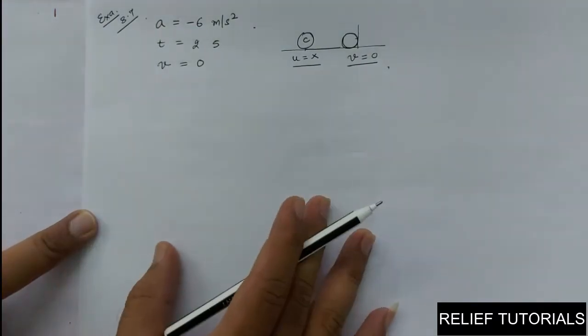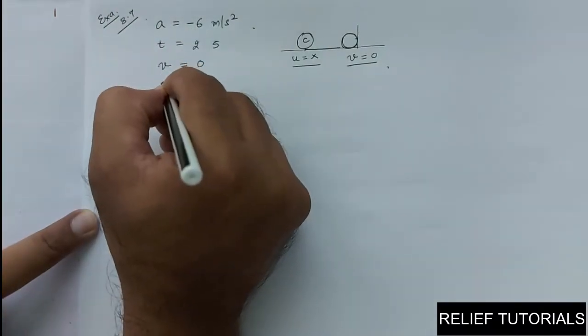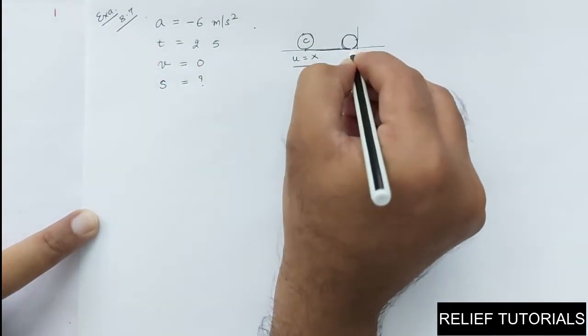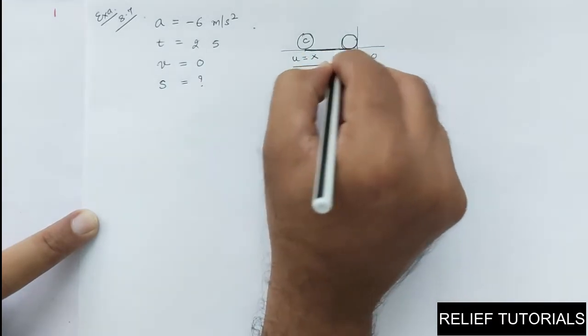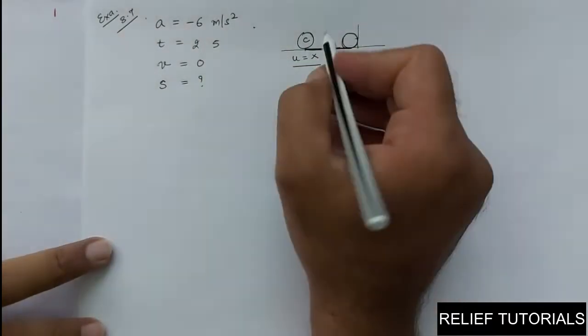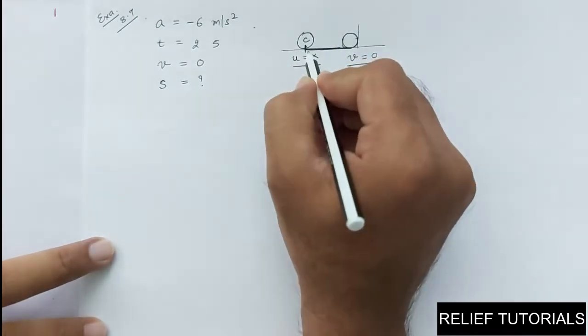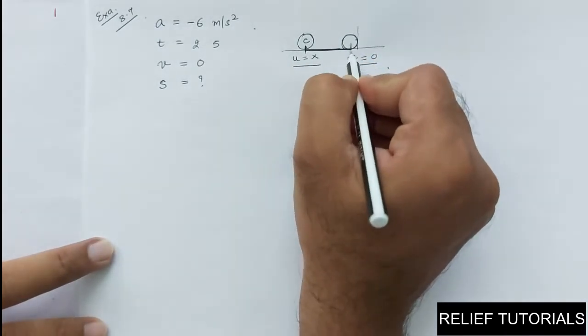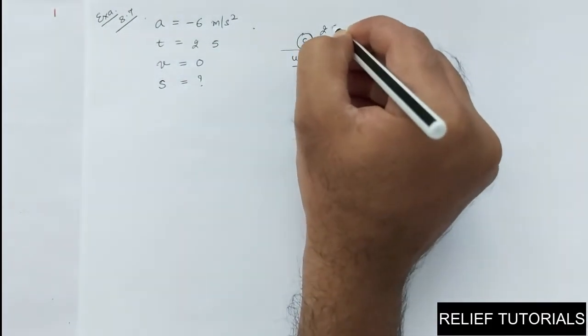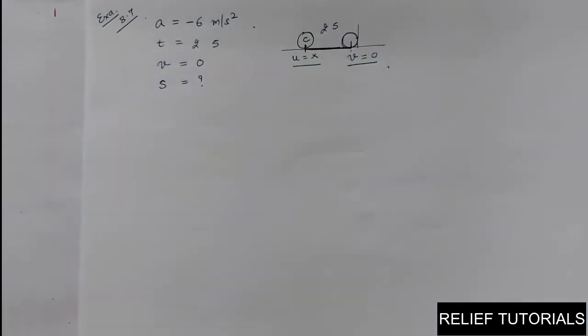U is not given, but S is our question, that they are asking what distance it has traveled during this time. Which time? The time when the driver started to apply the brakes until it stops. Okay, so in these 2 seconds, what is the distance traveled? That is your question.